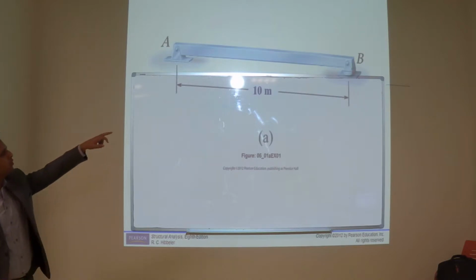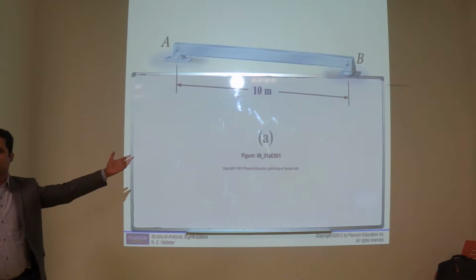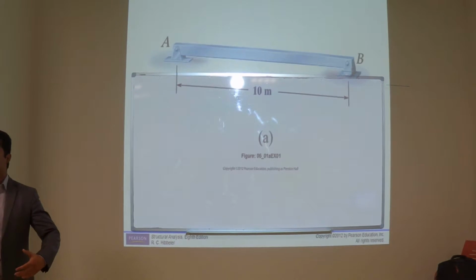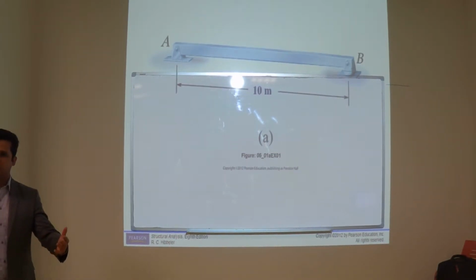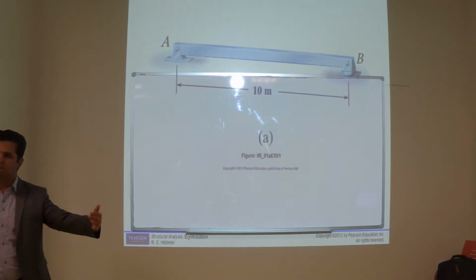I will divide the beam into a number of parts. In how many parts do you want to divide this beam? Tell me. 5. 3. You can do it. If you need more details, you can select more points. If you need less detail, you can select fewer points. It depends upon your effort. Fewer points, less effort. More points, more effort.